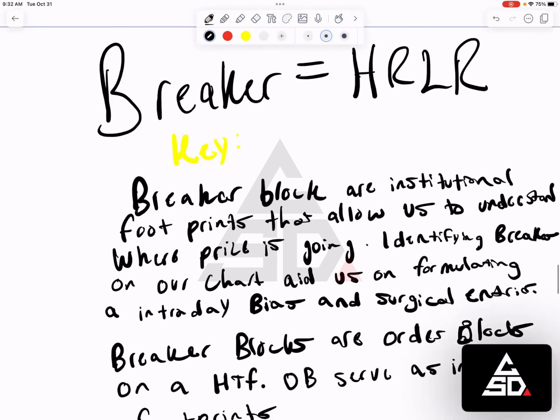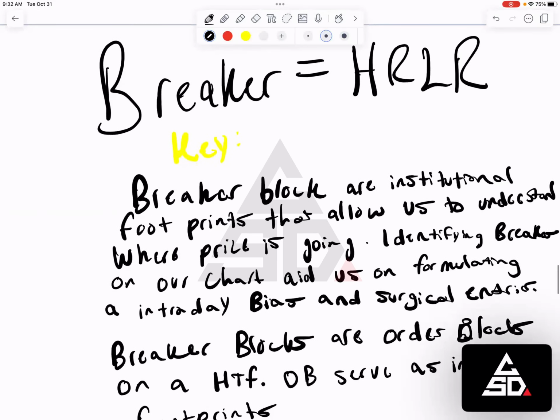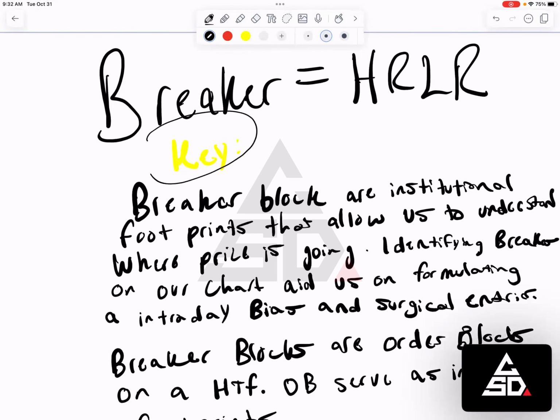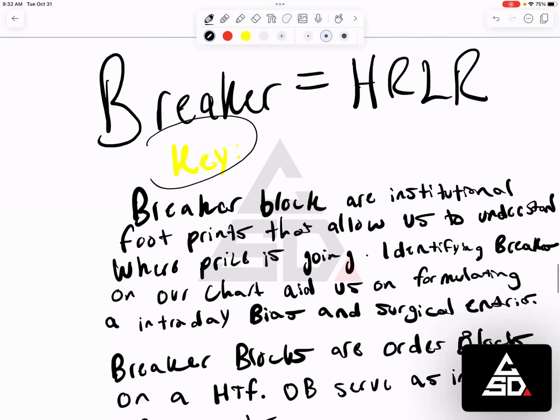A breaker is a high resistance liquidity run. So before I get into the key takeaway, I want you guys to understand this about high resistance liquidity runs. I don't know if you guys know what high resistance liquidity runs are, but we're going to get into that further into the mentorship. I'm just giving a little crash course. A high resistance liquidity run is essentially liquidity that takes a lot more power to be taken out.